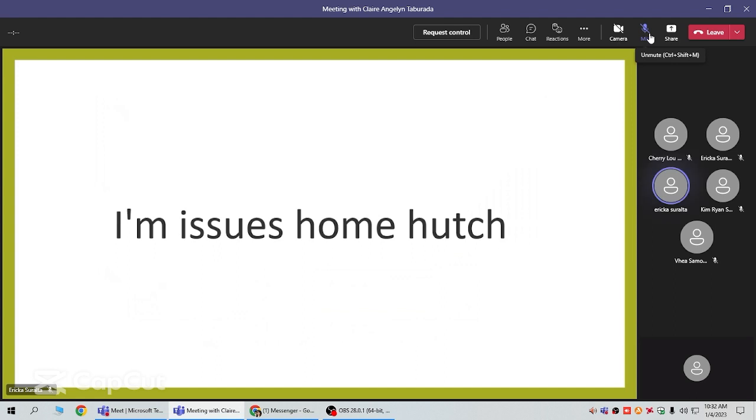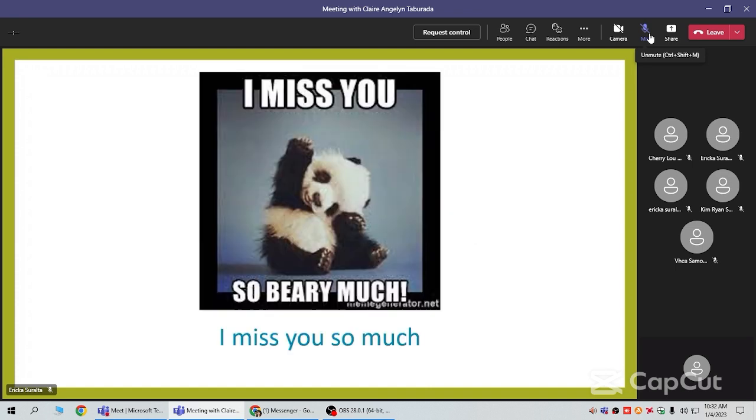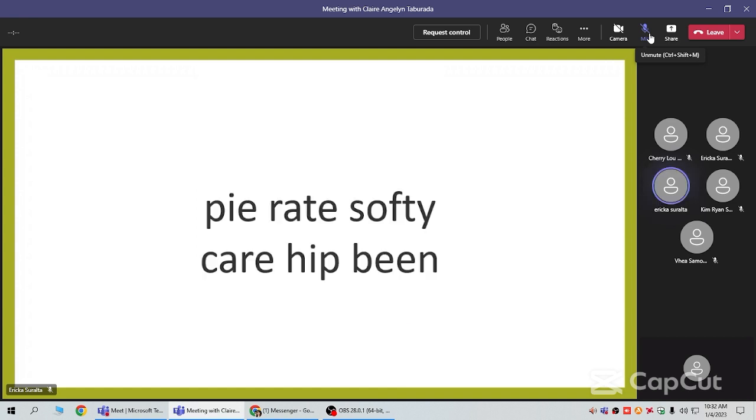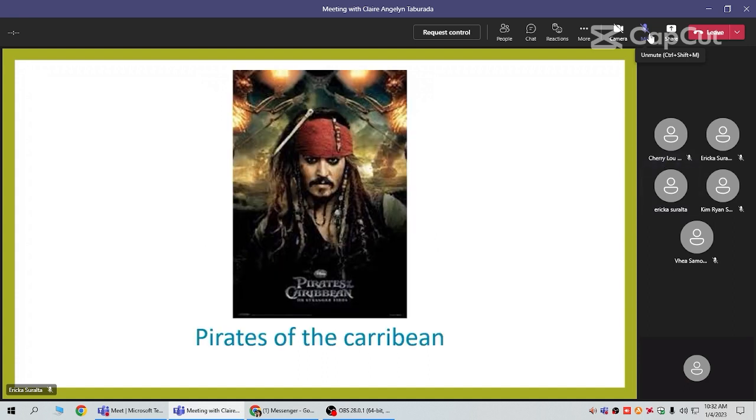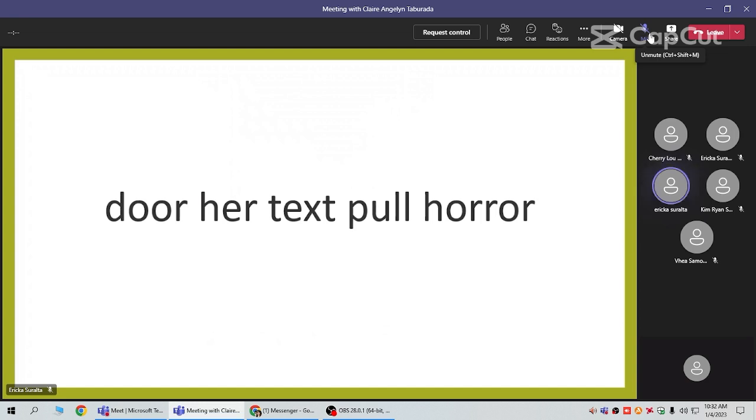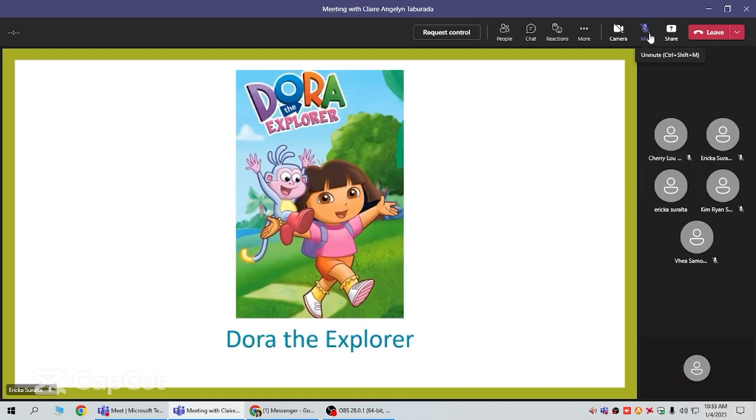So next, I'm Issues Home Hutch. 5 seconds starts now. It means I miss you so much. So next, the Pirate Softy Care Hip Bin. You have 5 seconds to guess. The answer is Pirates of the Caribbean. Then lastly, the Door Her Text Full Horror. 5 seconds starts now. And the answer is Dora the Explorer. So thank you for participating. So let's now proceed to the reporting.